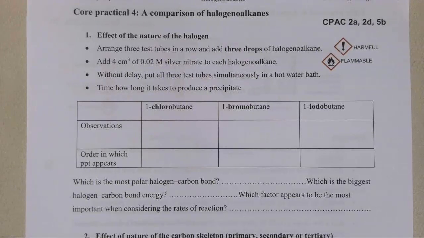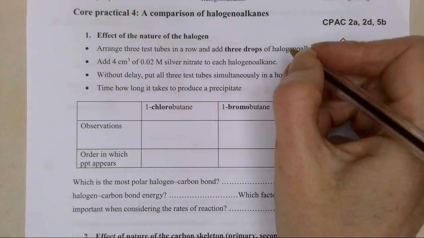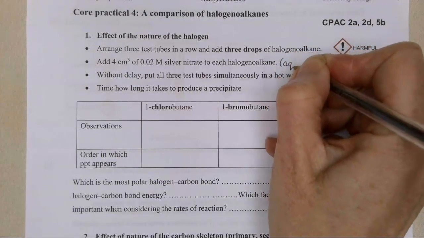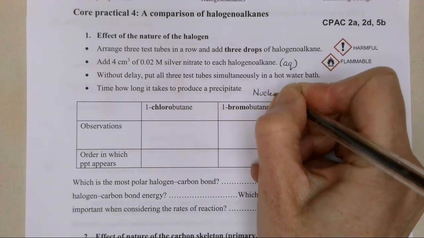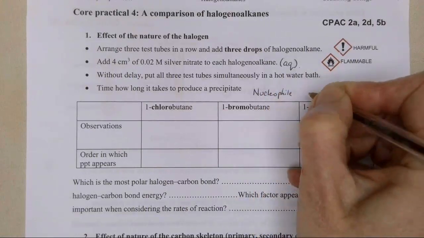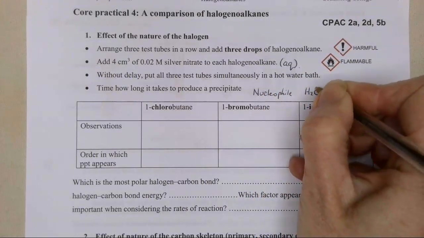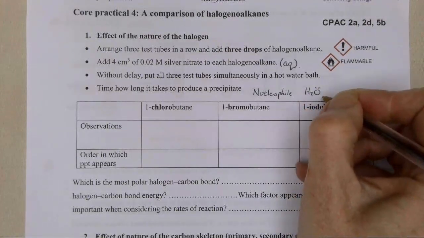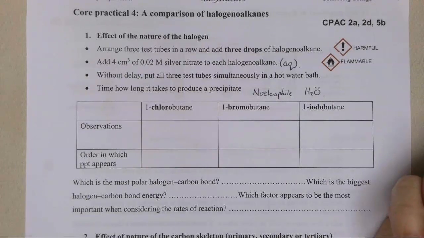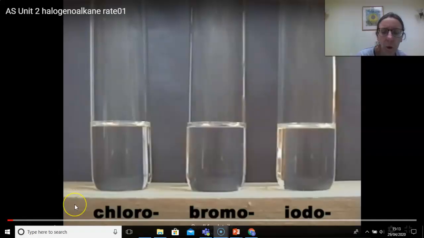In this case, my nucleophile is a little bit more difficult to identify. We do this in aqueous. So actually my nucleophile is the water. Water, the oxygen has a lone pair on it, so it's actually the water in this case which is acting as a nucleophile. Okay, so here we have our chloro and our bromo and our iodo halogenoalkane, and this is one of the experiments.